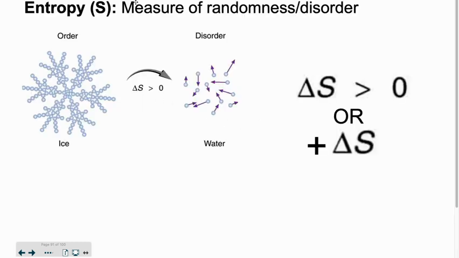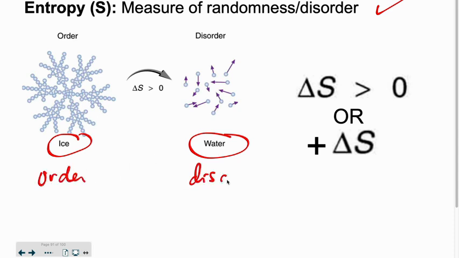Let's take a look at entropy. Now, entropy is defined as a measure of randomness. That is not the actual definition, but for our purposes in high school, that's good enough. Here, you can see that I'm going from ice to water. As you can see here, the molecules are more random. In other words, they have more freedom to move about. And here, the molecules, specifically the water molecules, are kind of stuck in this position. So what I'm doing is I'm going from ice to water. Here I have more order, and here I have more disorder.